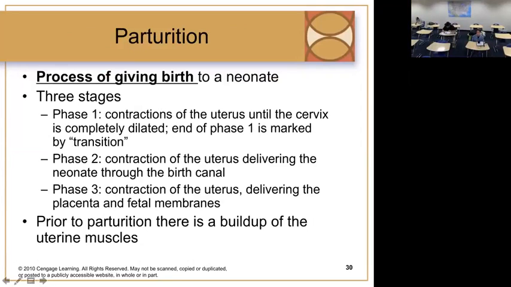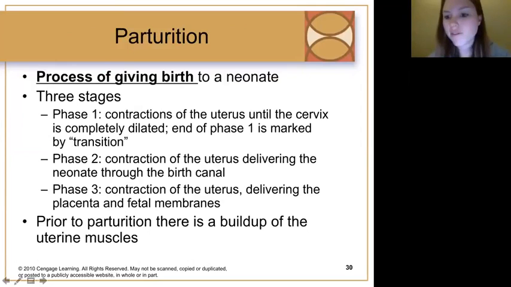So parturition is just a fancy word for giving birth. That happens in essentially 3 stages. Phase 1 would be contractions of the uterus until the cervix is completely dilated, and the end of phase 1 would be marked by that transition. Phase 2 is the contraction of the uterus to deliver the neonate through the birth canal.